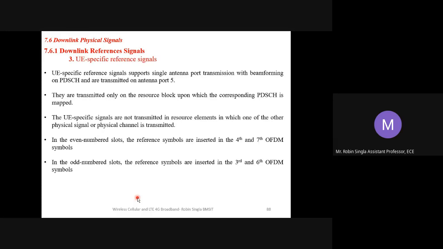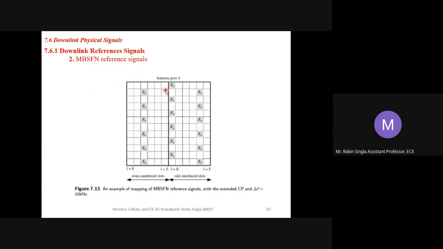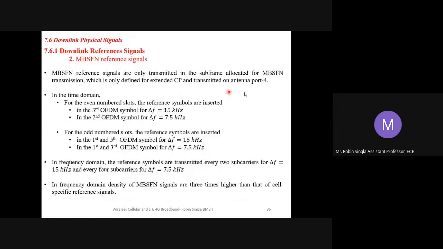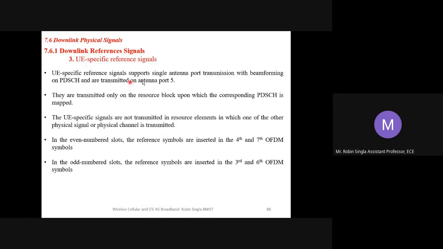The third one is UE, user equipment specific reference signals. The UE-specific reference signal supports single antenna port transmission with beamforming on the physical downlink shared channel and is transmitted on antenna port 5. So you have to remember on which antenna ports they are transmitted. Here it is 0, 1, 2, 3 for cell specific. For MBSFN it is port 4 and for UE specific it is port 5.